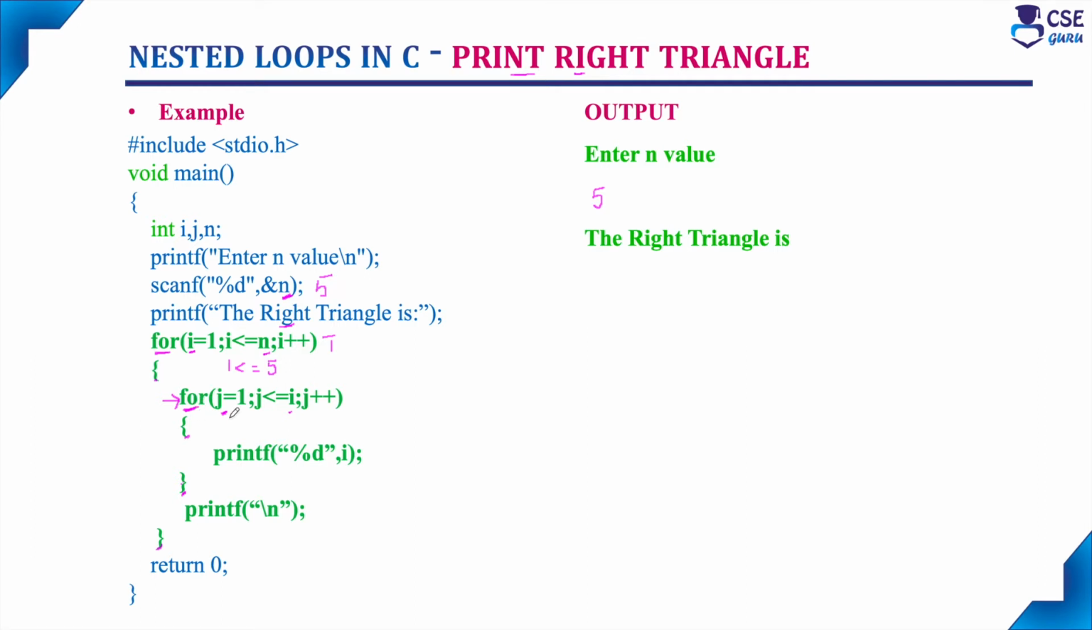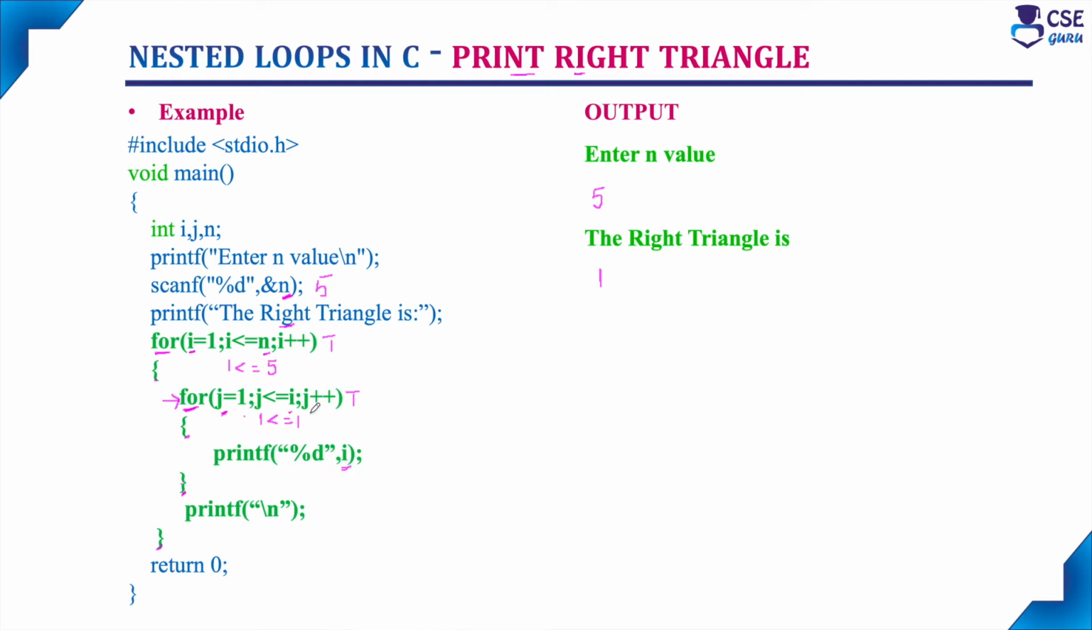Now control goes to the inner for loop. In the inner for loop, j is initialized to 1 and we check the condition whether j is less than or equal to i. j is 1, whether 1 is less than or equal to i, whose value is also 1. The condition is true, and it will allow the inner for loop to execute only once. The inner for loop statement will print the i value. What is the i value? i is 1, so it will print 1.